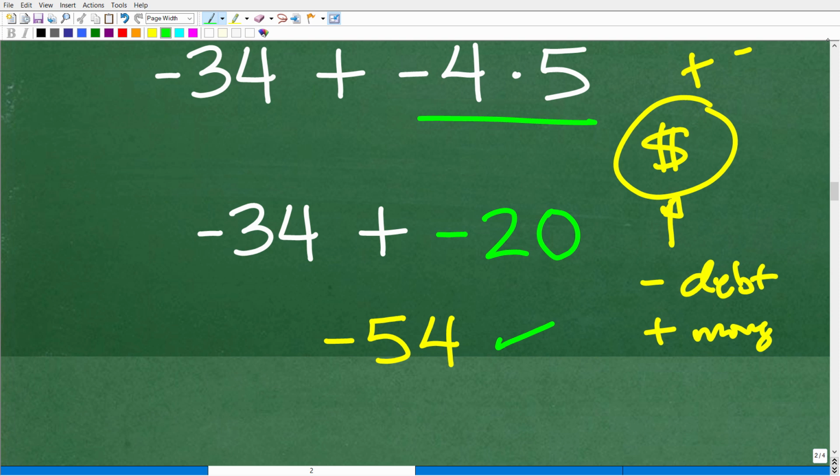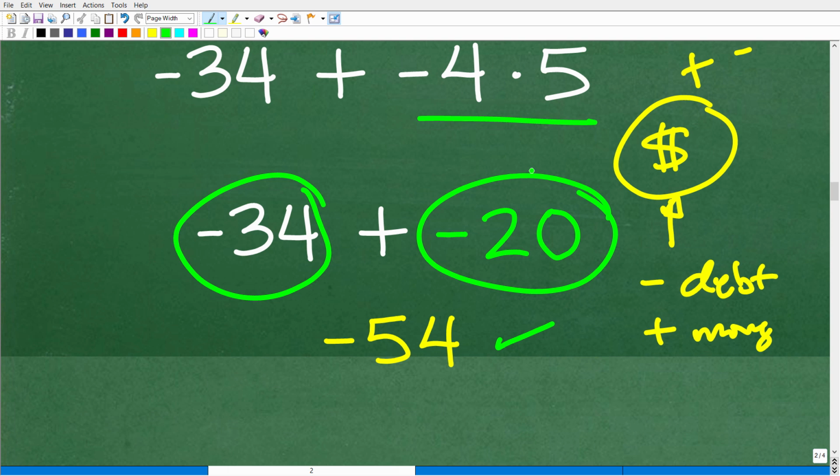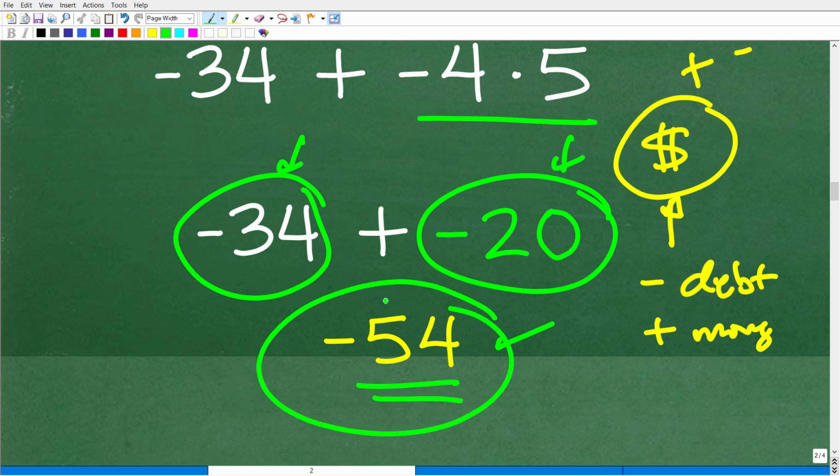Okay, so now let's go ahead and answer this question. So we have negative 34. It's like having a negative $34 bill or debt, and then we have another negative $20 debt, or we owe two people: this person $34 and this person $20. So altogether we have $54 in debt, or negative 54. So a negative plus a negative is a negative.